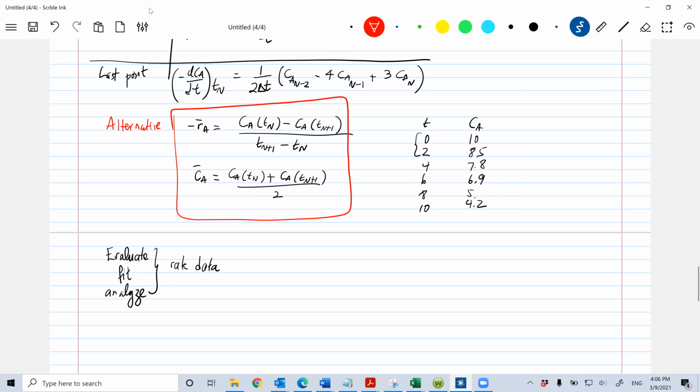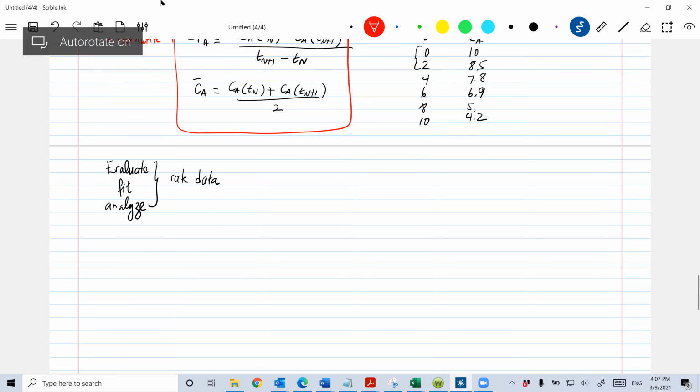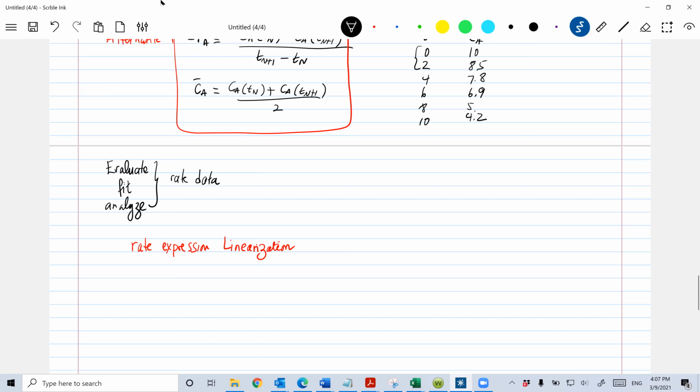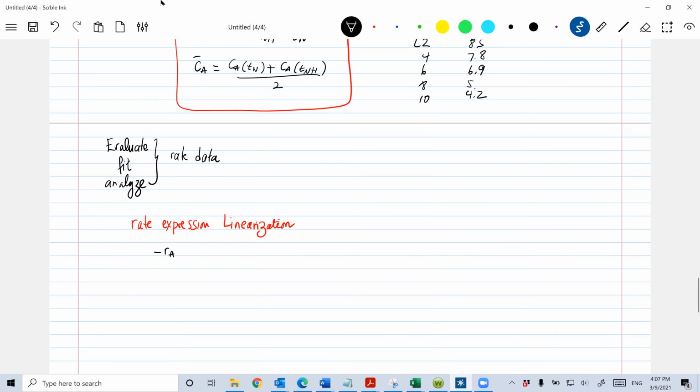The first thing we're going to look at is where we do a little bit of math. That's where it gets a little bit of fun. We're going to look at the differential method of linearizing your rate expression. For some of you, it's a review. For others, it is not, but you can linearize the rate expression. So let's look at an example where you have minus RA. This is rate expression linearization using the differential method.